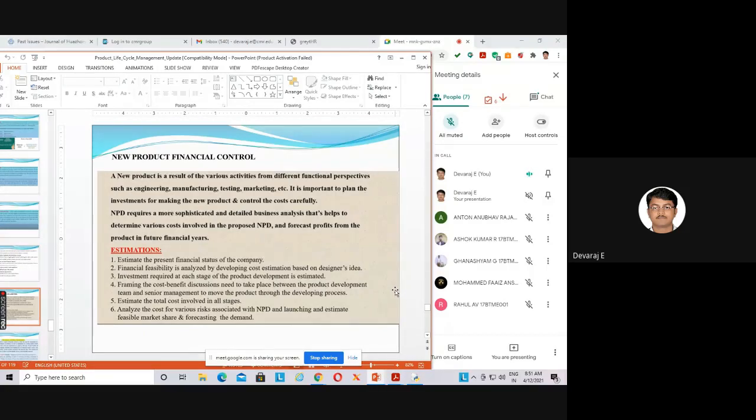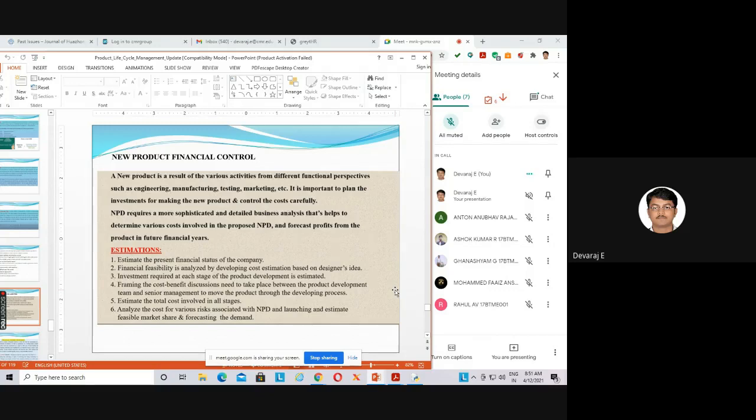So directly we cannot go for a new product development in the company. They should see the financial situation of the company. Then only they can invest and go for a new product development. Then financial feasibility is analyzed by developing cost estimation based on the designer's idea. As I told you, once you, as a product design engineer, finish designing, then all the department heads will be seeing it and finalizing.